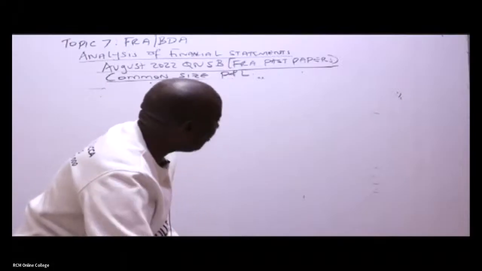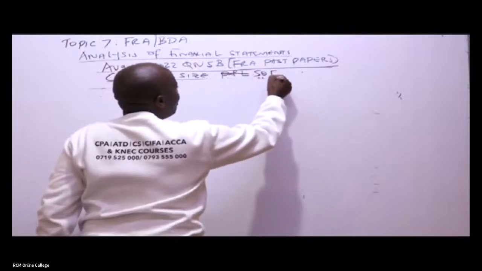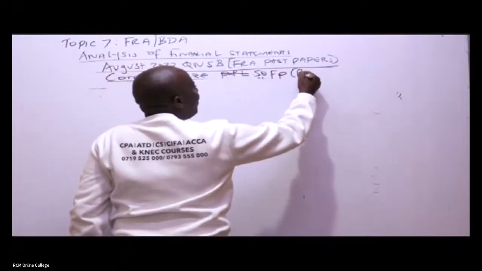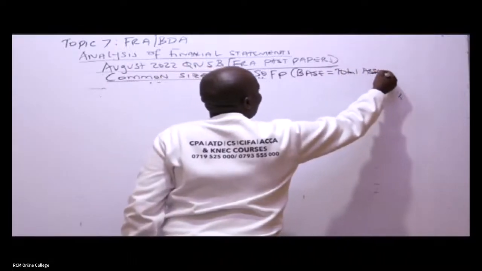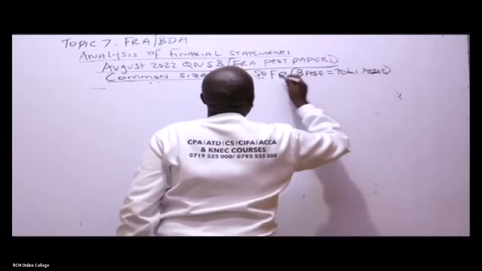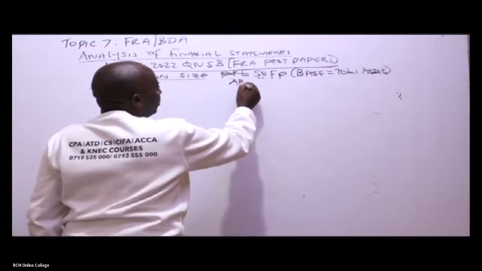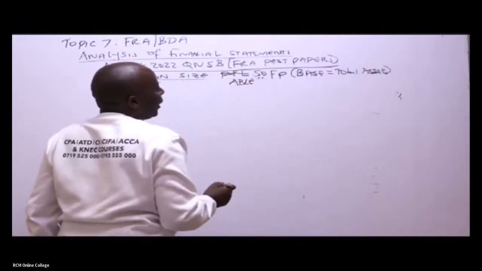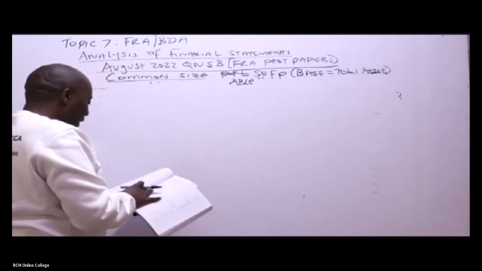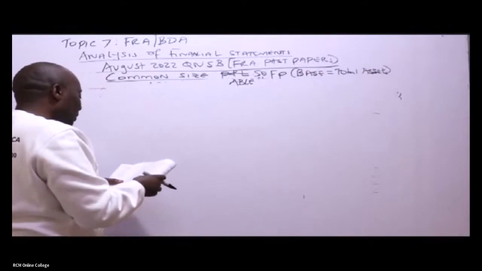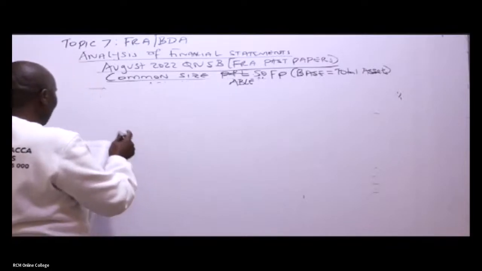So under the common size statement of financial position, our base will always be equal to total assets. Look for the total assets figure. Let's start with Able. So we have our statement of financial position. It's given there. For Able Limited, is there somebody who is able to see the total assets?